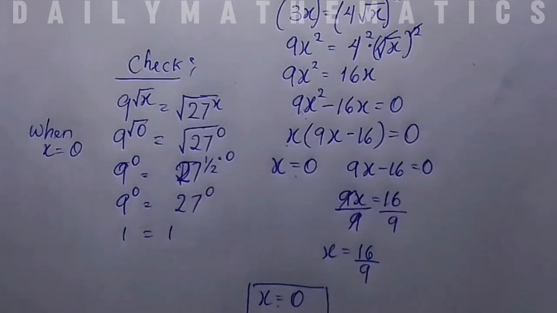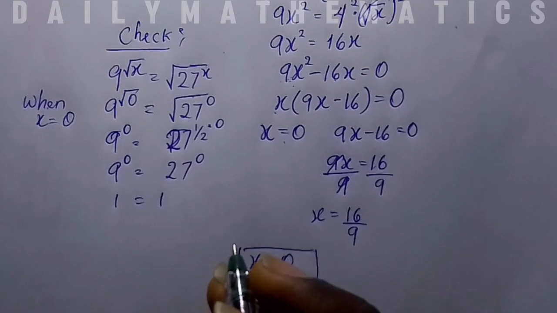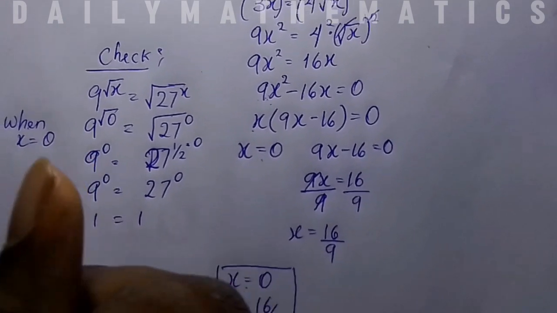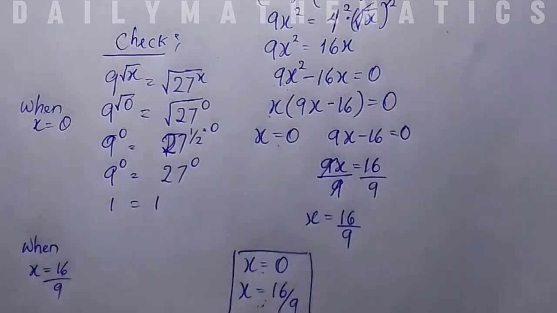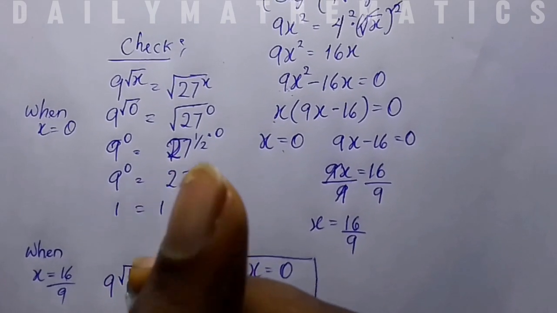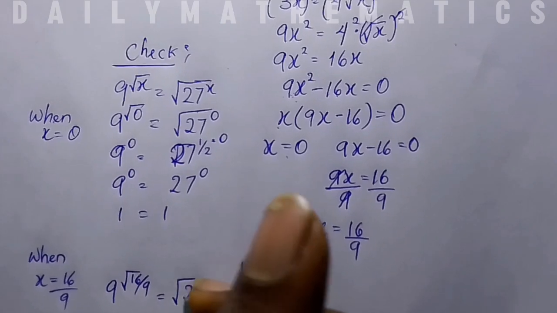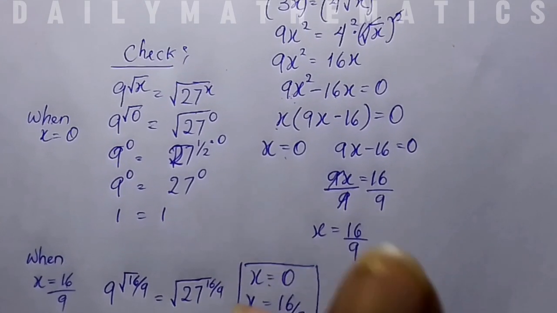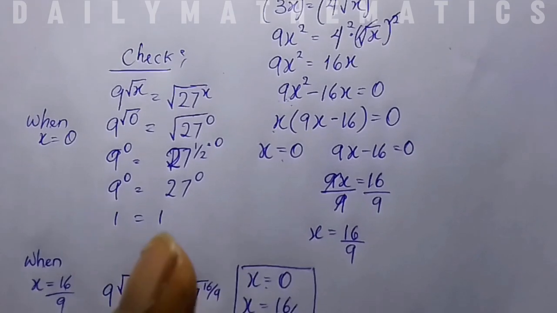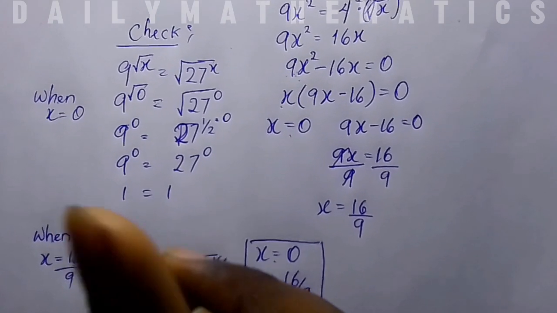Now for the second value of x, which is 16 over 9. When x equals 16 over 9, we have 9 raised to the power of root 16 over 9 equals root 27 raised to the power of 16 over 9. Root 16 over 9 is 4 over 3. Root 16 is 4, root 9 is 3, because the root covers the whole fraction.